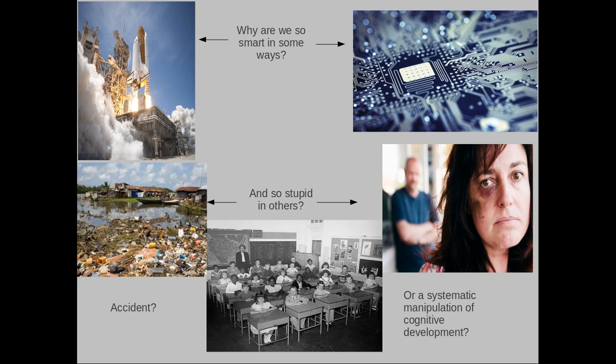Then we have another chapter that examines the question of why are we so smart in some ways and so stupid in other ways. So we can launch rocket ships into outer space. We can build electronics that boggle the mind, the first two pictures, but we are largely unconscious of our own environmental impacts as per the picture on the left, and we don't know very basic questions of why men dominate women all over the world.